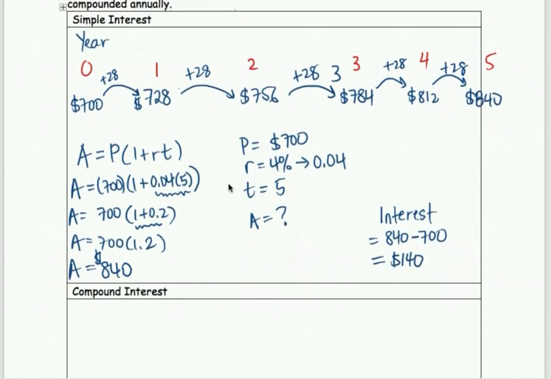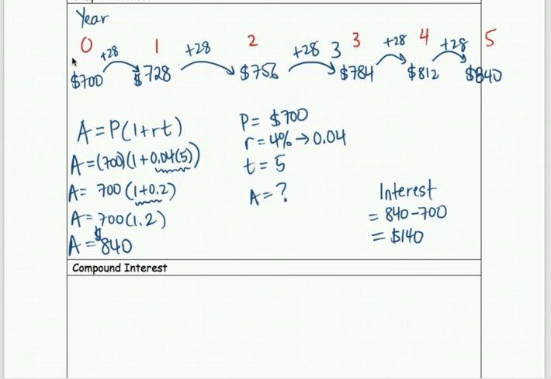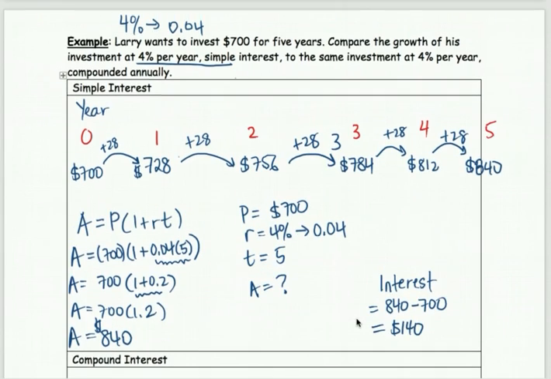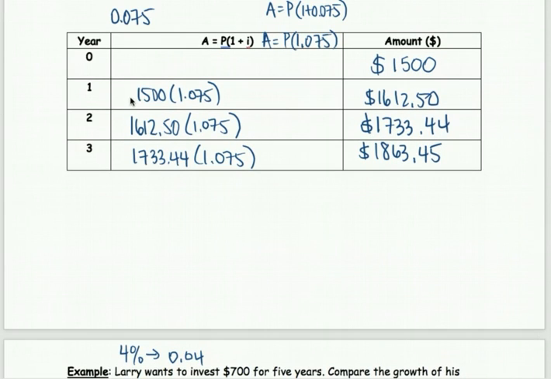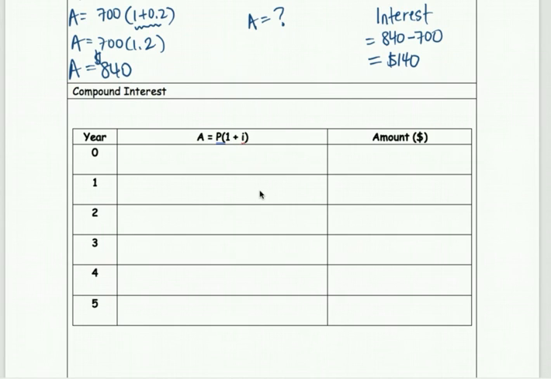Okay, Larry is also interested in putting his $700 into a compound interest account, so we're going to calculate that next. So I thought about doing this method here, but it's going to be 5 years and a lot of calculating on interest on interest on interest. So I'm just going to go right to the table here, just like we did above here, okay? Okay, year 0, so when we start, Larry is going to put in $700.